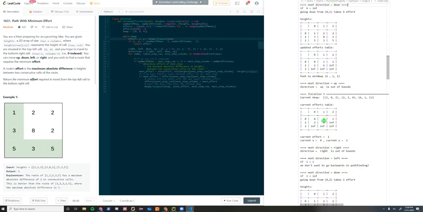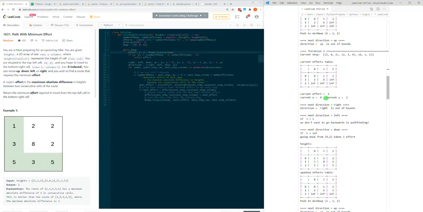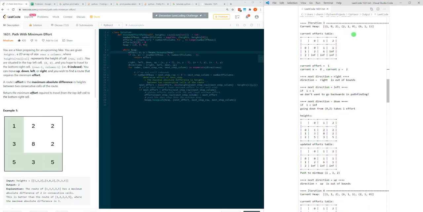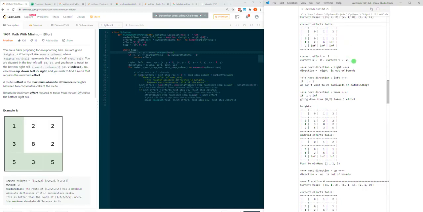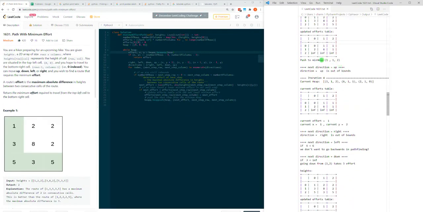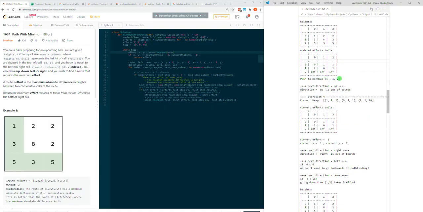Direction up is out of bounds, so we don't want to go out of bounds here. Iteration 3. So we look at our current heap, 1, 0, 2 and 2, 1, 0. This one with minimum effort floats up to the top of the min heap, and then we're considering our position 0, 2. Going right is out of bounds, so that doesn't work. Going left is going backwards, so that doesn't work. Going down has a weight of 1 effort, so we mark our efforts table accordingly. And then we push that next position to the min heap.